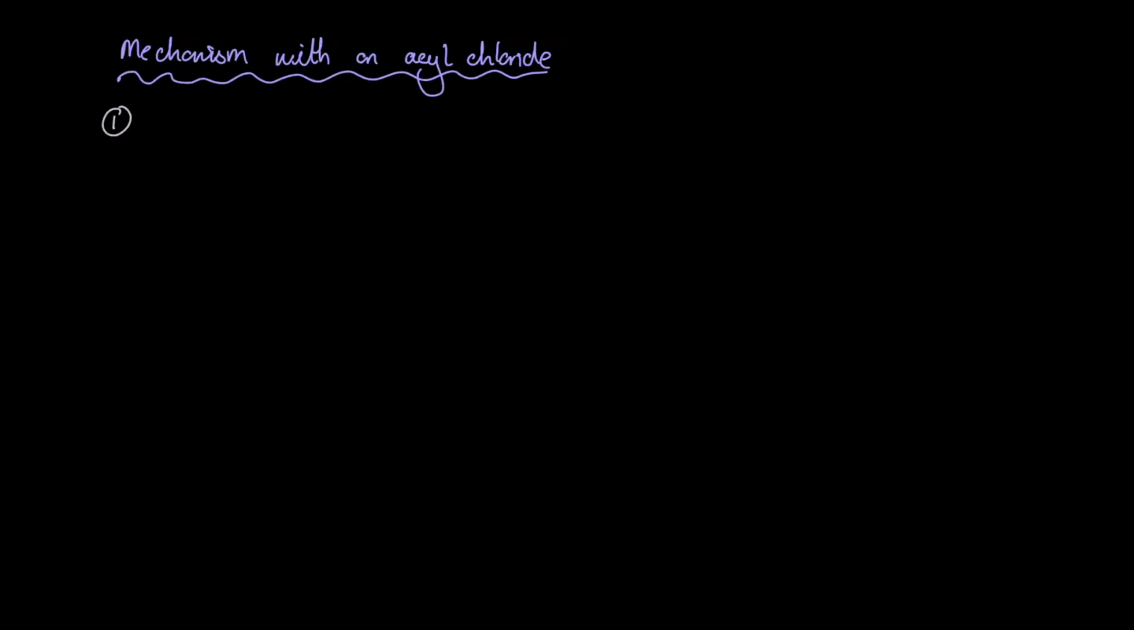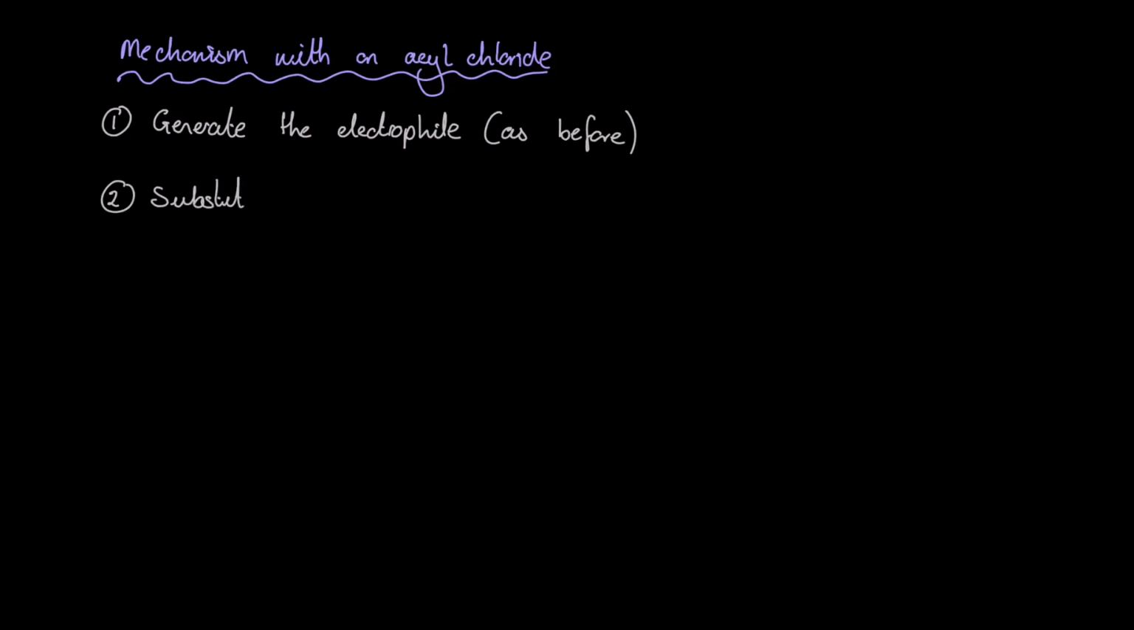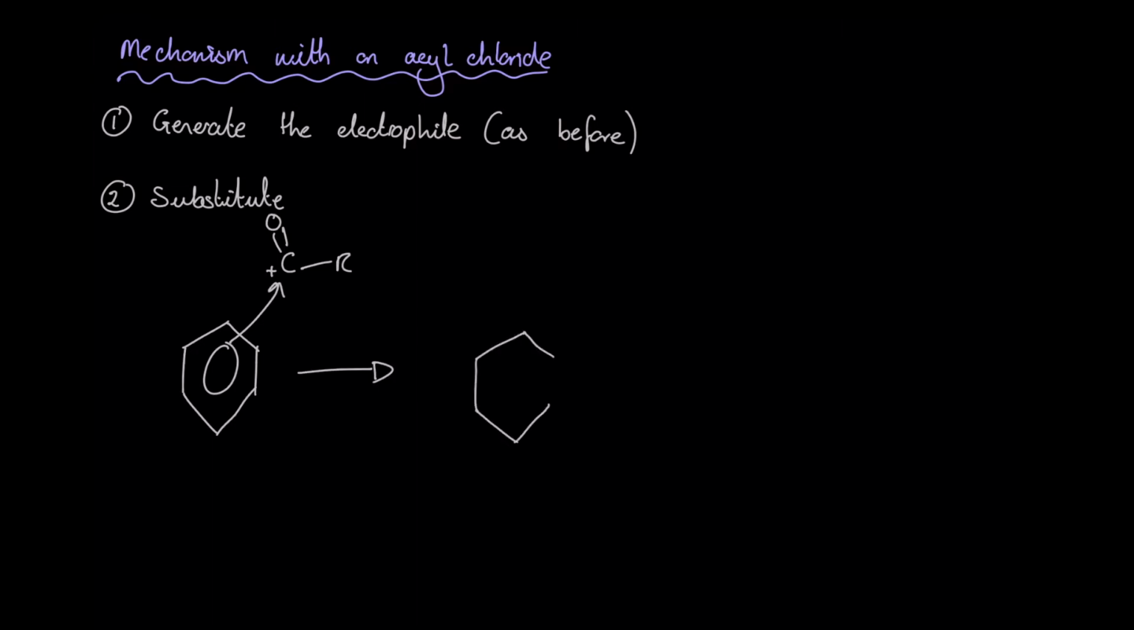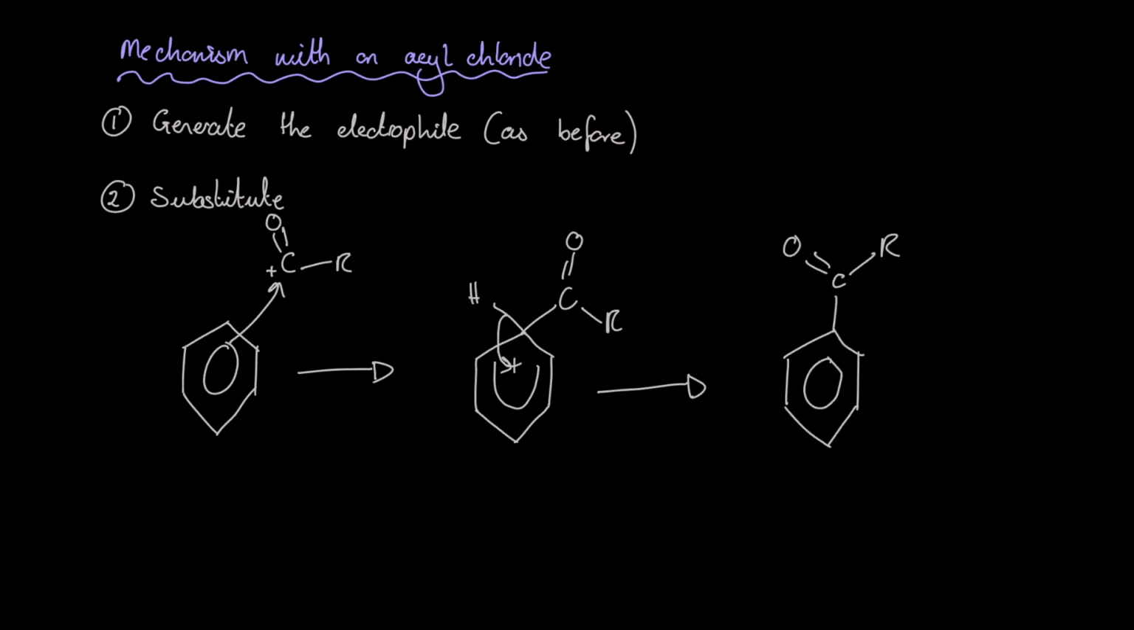The mechanism for adding an acyl group to a benzene is pretty much the same as before. The first step is to generate the electrophile, which is just the same. You add the acyl chloride to the halogen carrier catalyst to get your electrophile. The second step is to substitute the acyl group onto the benzene. The acyl group will accept a pair of electrons from the delocalized ring. The delocalized ring then reforms as the hydrogen-carbon bond breaks, and then you're left with the stable product. The third step is you just have to regenerate that catalyst as before.